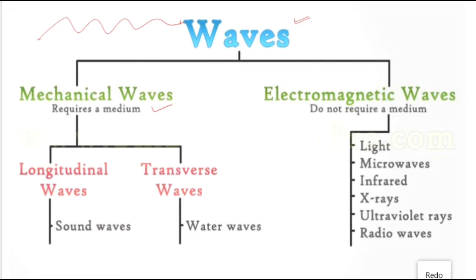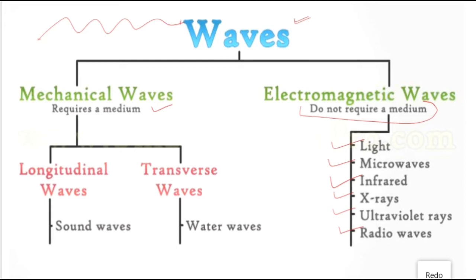Whereas on the other hand, the electromagnetic waves, or what we call non-mechanical waves, they do not require a medium to travel. They can travel through vacuum. Some of the examples of electromagnetic waves are light, microwaves, infrared waves, X-rays, ultraviolet rays, and radio waves.